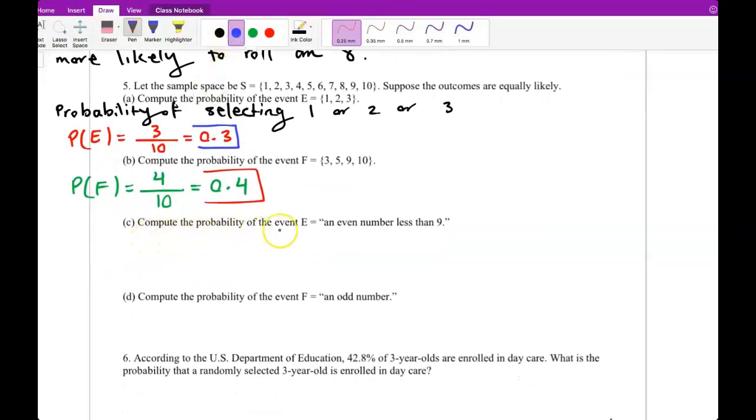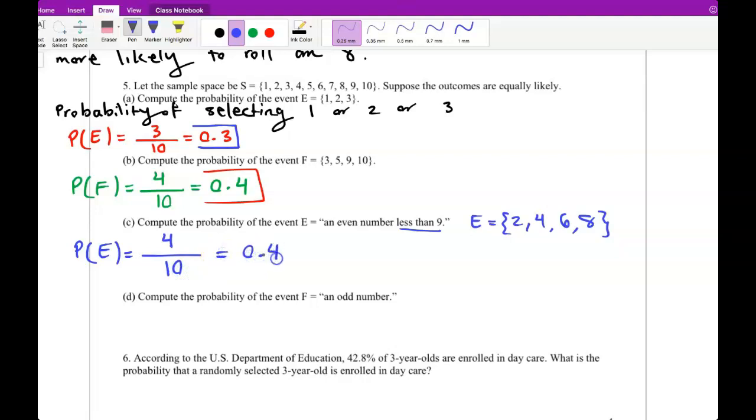Now part C, compute the probability of the event E, which is an even number less than 9. Rewriting that in roster form, we have the even numbers 2, 4, 6, 8. I'm not able to write 10 because it's not less than 9. So we should stop here. Now the probability of this event is equal to how many numbers we have inside, which is 4, divided by, again, our sample space, so we have 10. So exactly the same answer as the previous part. We have 0.4.